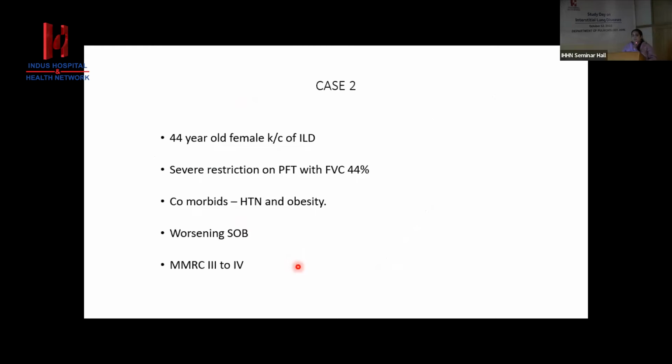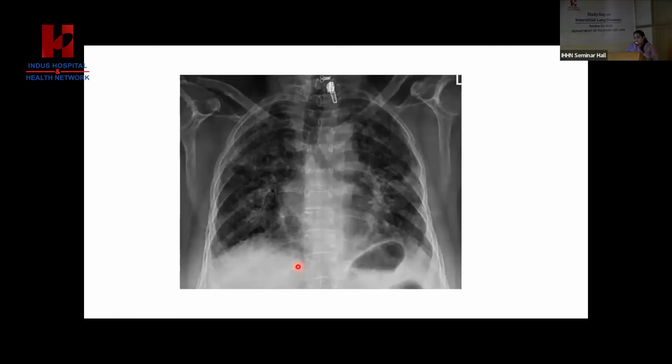So for our next case, we have a 44-year-old female, known case of interstitial lung disease, with severe restriction on PFTs with an FVC of 44%. She was hypertensive and obese with worsening shortness of breath, and went from MMRC 3 to 4. Once again, baseline, you would get a chest X-ray done. So would anyone like to comment on the chest X-ray?